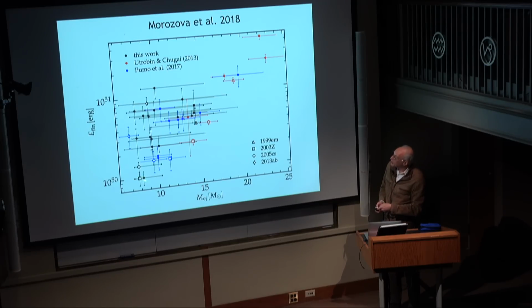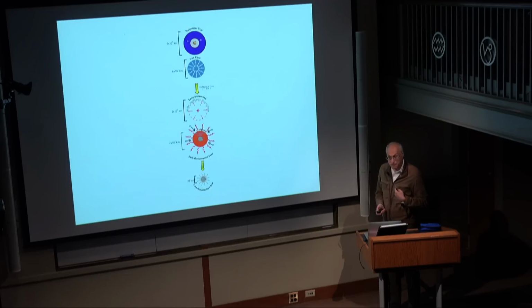And you get energies of explosions that are generally between 10^50 and 10^51 plus ergs. It's not just 10^51 ergs. And for lower mass progenitors, we get lower energies on average. The higher mass progenitors generally always have higher energies. And that's a target for theory.